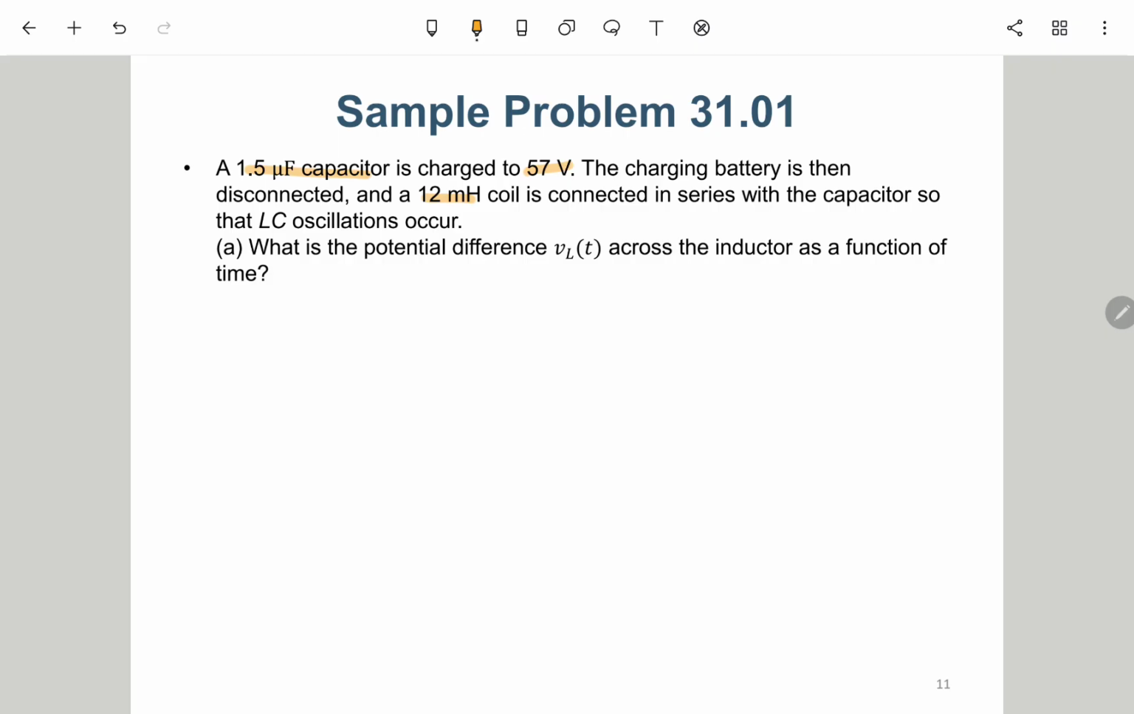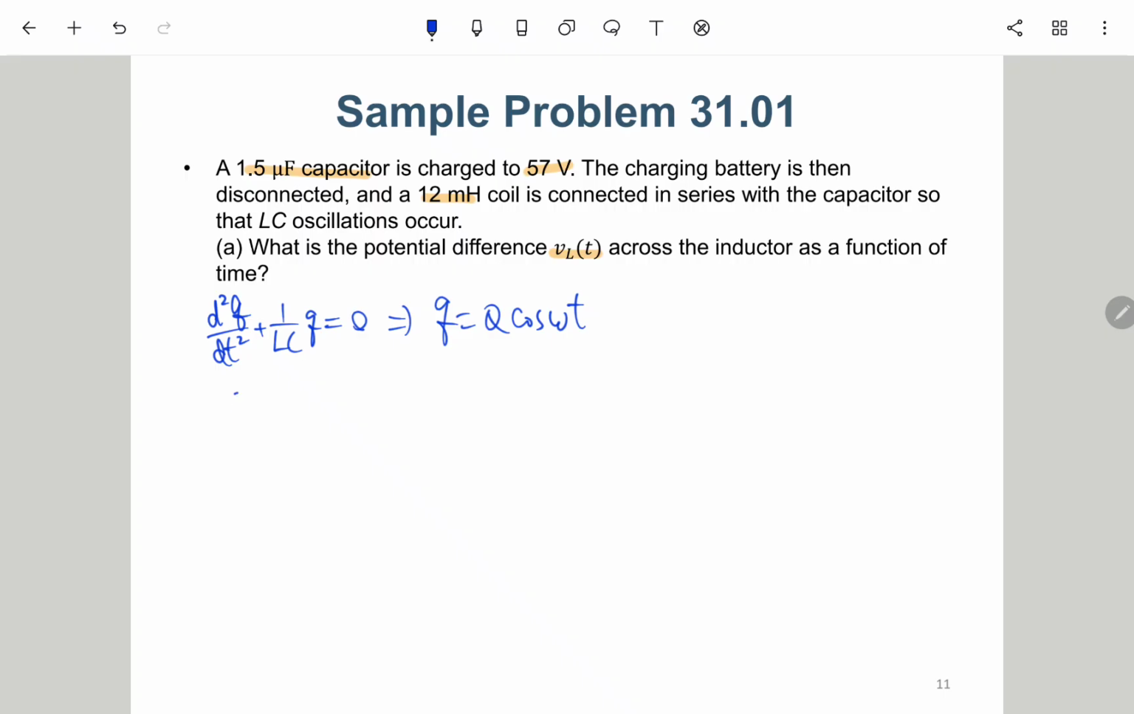So what is the potential difference VL(t) across the inductor as a function of time? As long as we have d²q/dt² plus 1 over LC times q equals 0, we also have q equals capital Q cosine of omega t. Of course, it should have a plus phi in general, but for many cases this phi is not important, so we just take phi to be 0 here.